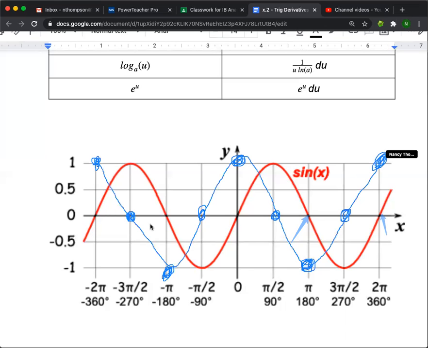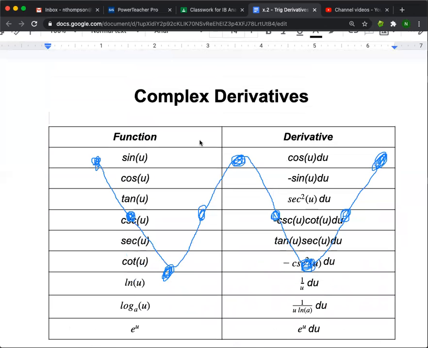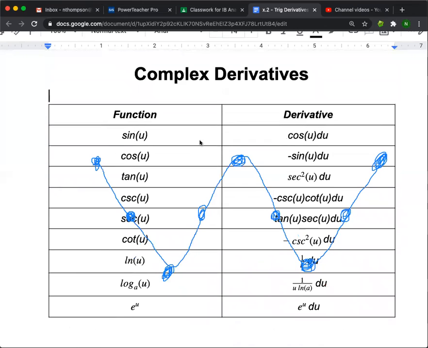And when I play connect the dots with these values, what ends up happening is I have created a cosine function. So that's why the derivative of sine up here is cosine. So that's where that idea comes from. Now here at the end, there's this little du. This is called chain rule, and we will talk about that more next unit, but you do need to understand it for this unit. It's super easy, super straightforward.